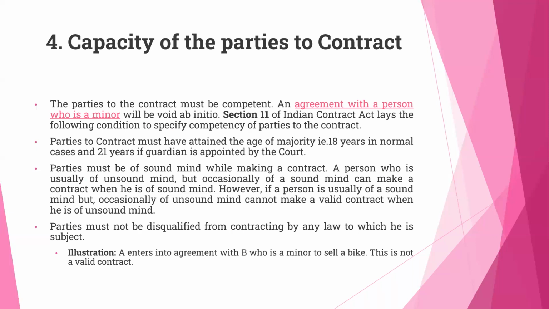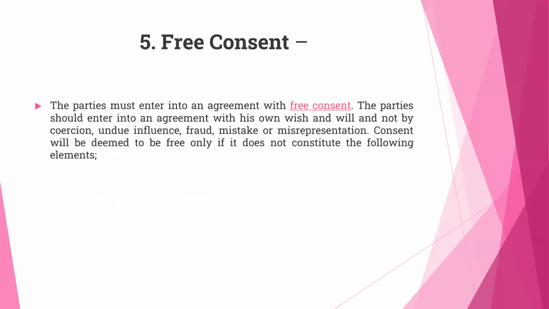Section 11 of the Act says that the following persons are competent to enter into a contract. They are: he or she has the age of majority; second, he or she has a sound mind; third, he or she is not disqualified by law from contract. Next, the fifth one is free consent.